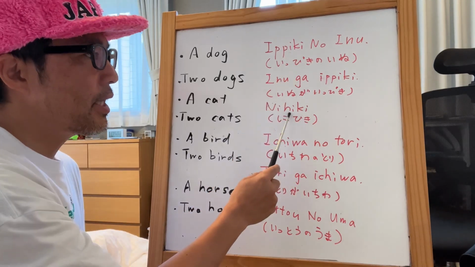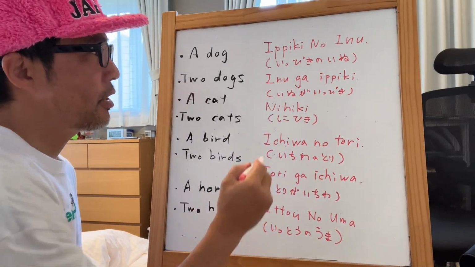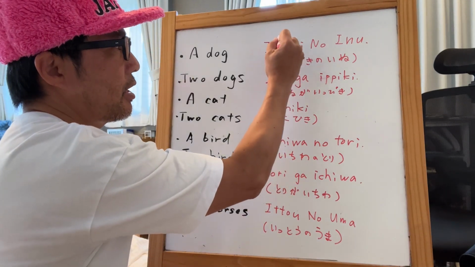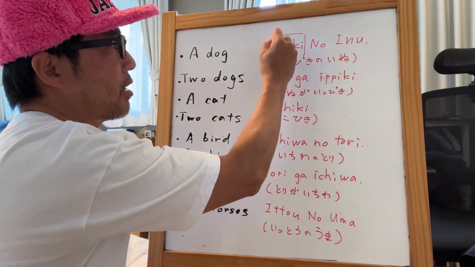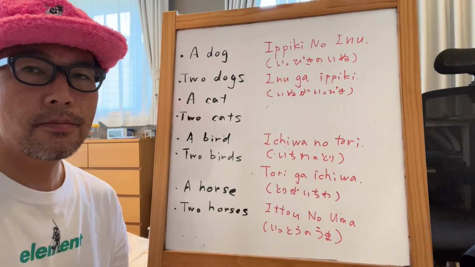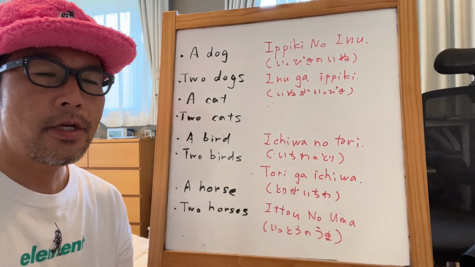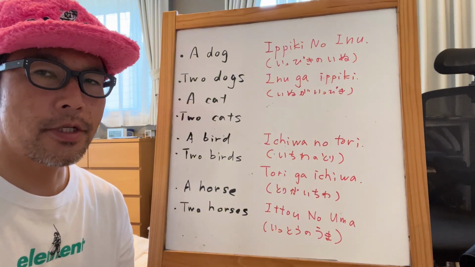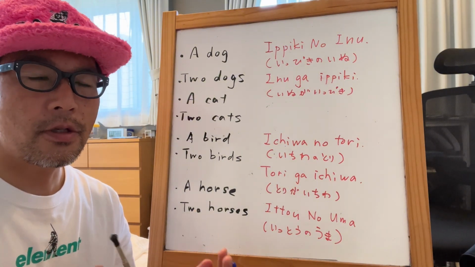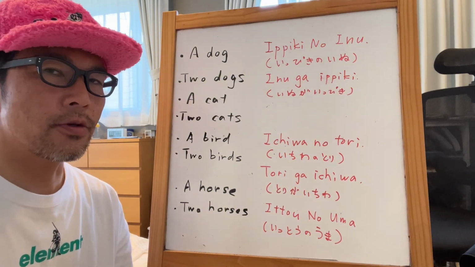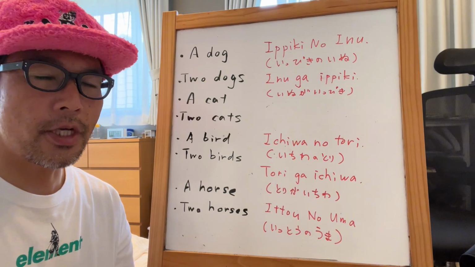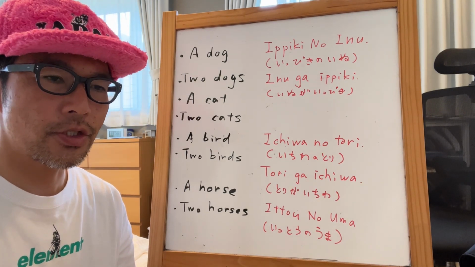Biki or Hiki. Today I would like to give you a chance to learn how to count animals in the Japanese language.